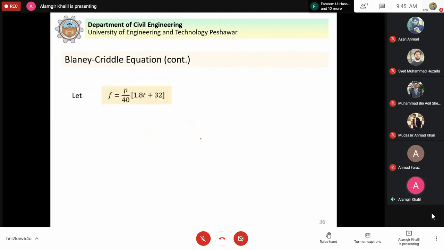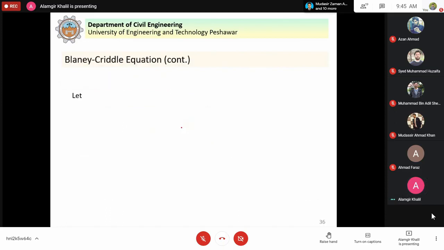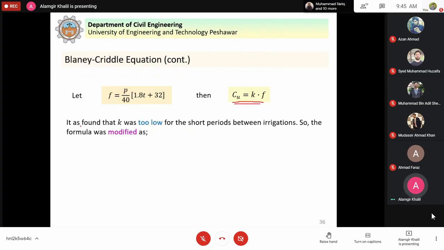Now let us consider this P by 40 is equal to F. This factor, let us take it as equal to F. Then it can be written that Cu is equal to K times F. It was found that K was too low for the short periods between irrigations. So the formula was modified like this: Cu is equal to K summation of F.